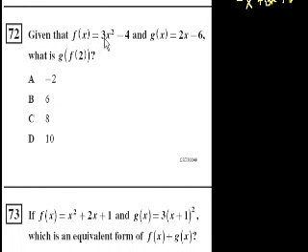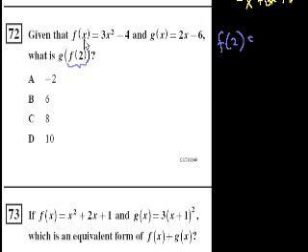Given that f of x is equal to 3x squared minus 4 and g of x is equal to 2x minus 6, what is g of f of 2? Well, here, since they gave us an actual number, so they didn't leave it abstract, we could figure out what f of 2 is and then pop it into g. So what's f of 2?